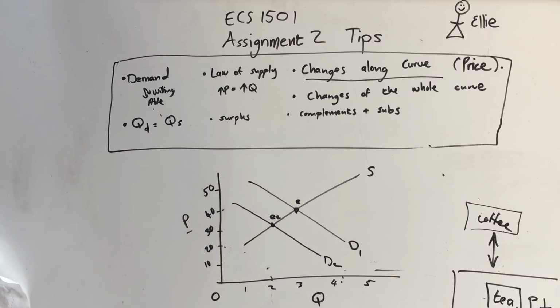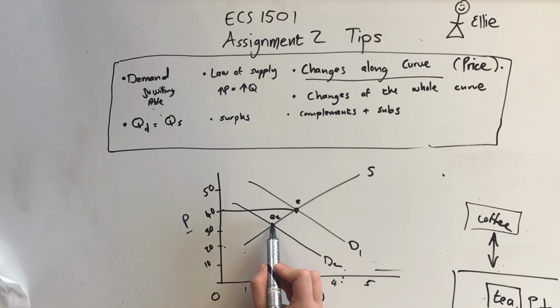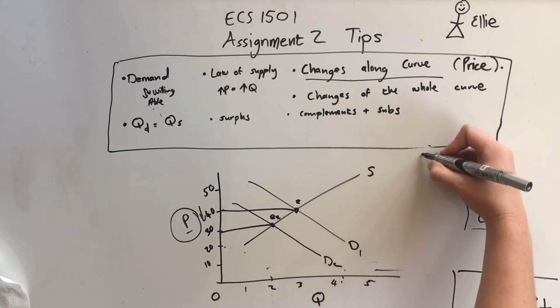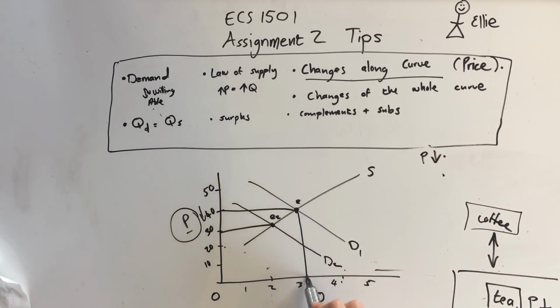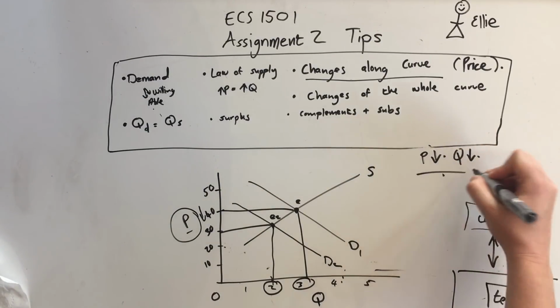So what will happen to price if the demand went down? The price was over there. The price is now over there. So the price went down. Okay, so let's just write it here. The price went down. The quantity originally was around here. The new quantity is over here. So what happens with quantity? The quantity goes down. Okay.